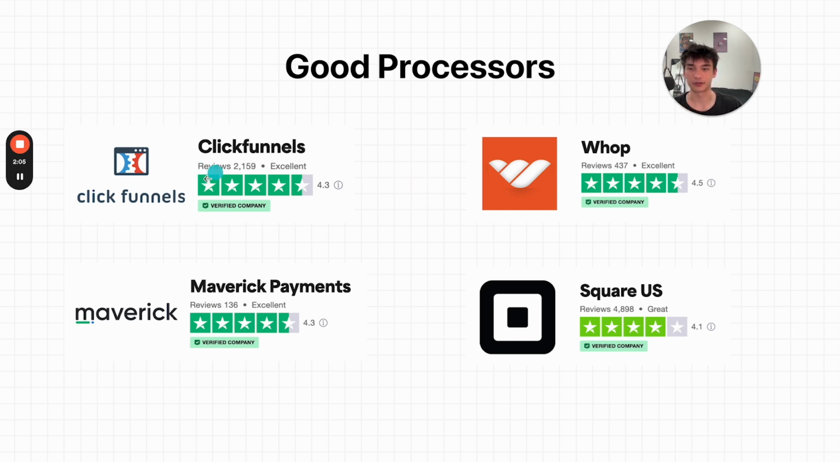Okay, so ClickFunnels, this is the same thing as Payments AI. Okay, ClickFunnels and Payments AI are together. They're one. There's WAP, which is amazing. It's great. I've heard a lot of great things about WAP. Maverick is good. Square is also pretty good. Right. So these are good processors. They have good reviews. That means that people are not experiencing too many crazy issues with them.